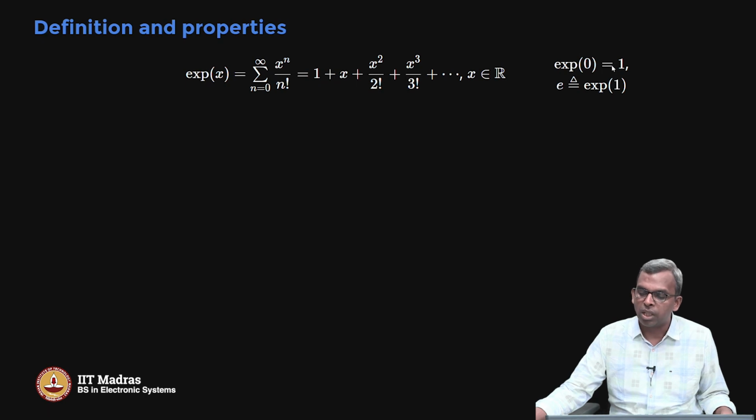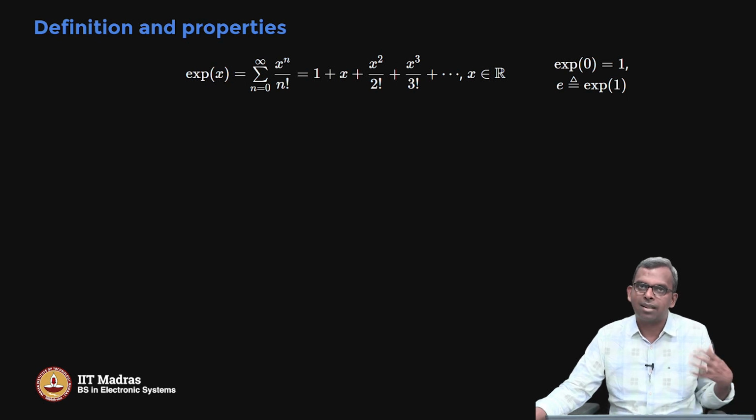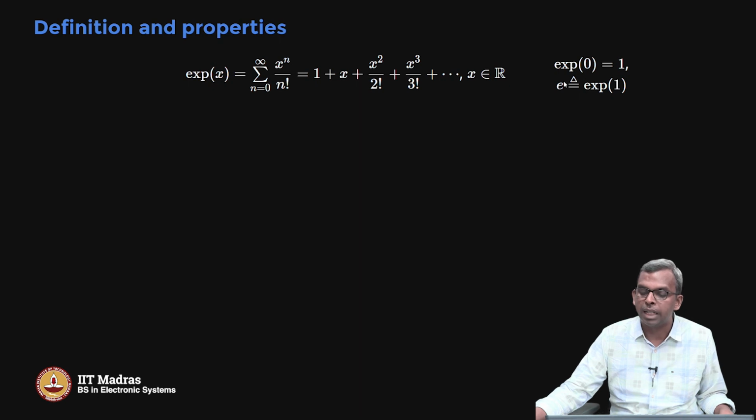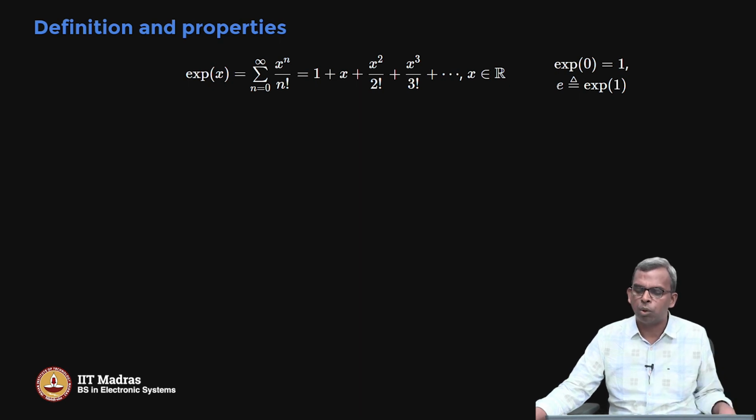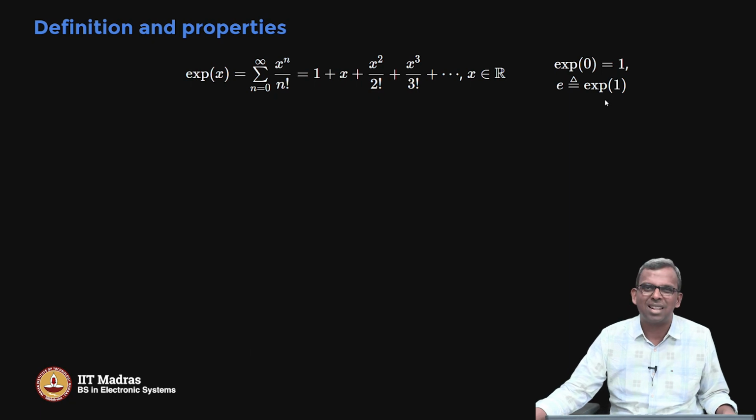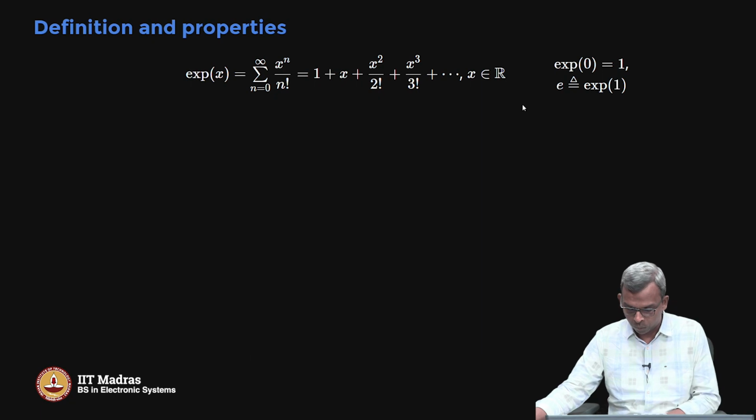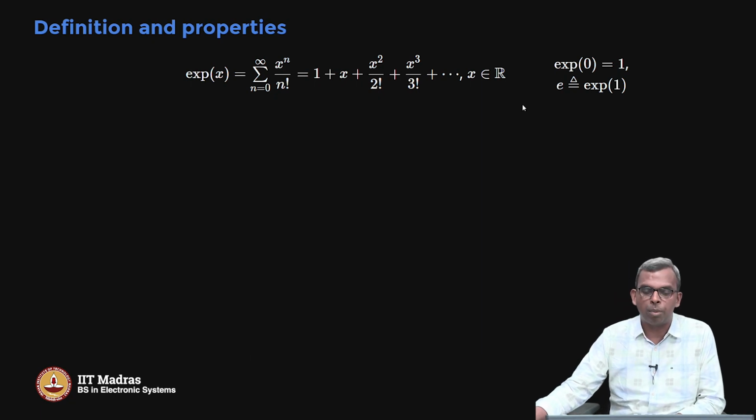A quick couple of checks. If you put x equals 0, you get 1. So this function evaluated at 0 gives you 1. Easy enough. And if you evaluate it at 1, you will get something, right? It will be a convergent series 1 plus 1 plus 1 by 2 factorial plus 1 by 3 factorial, and so on. That number is usually denoted e. We'll have more to say about this e later on. For now, this is just a definition. So the exponential function evaluated at 1 gives you e. So let's see what properties it has.